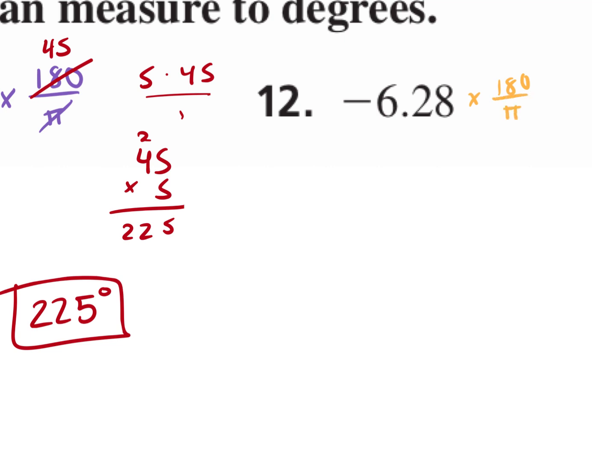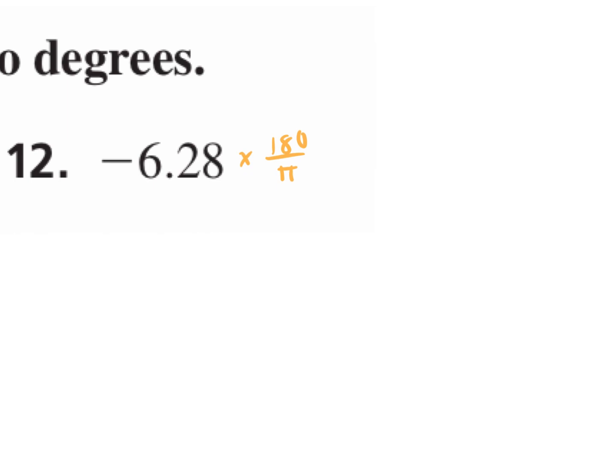So this one would be an example where you can use a calculator. If I gave you something like this on the test, you could use a calculator. So I would multiply negative 6.28 times 180.